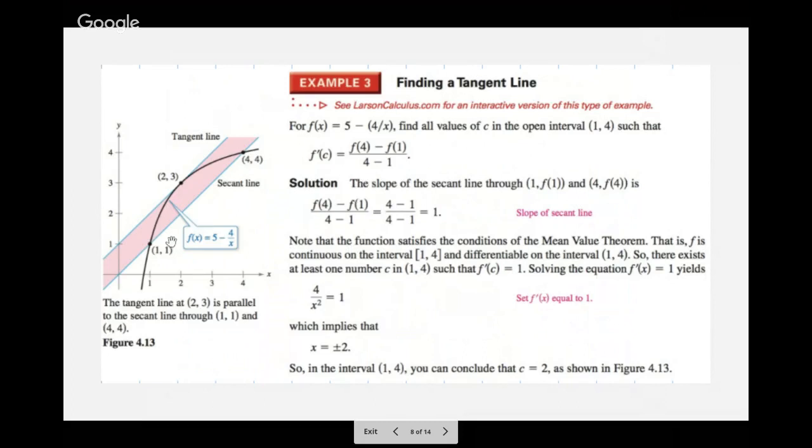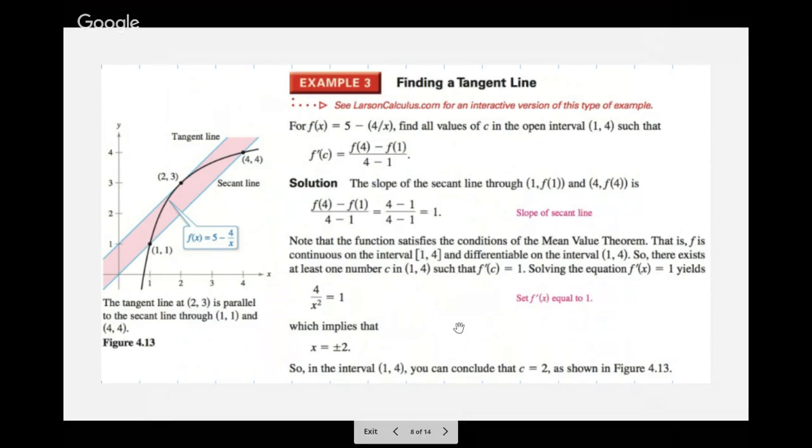What is the slope of that original line? That's what they're doing right here. The slope is y2 minus y1 over x2 minus x1. It's 1. So now the question is, when on the function will the tangent line have that slope of 1? So this time, after we find our derivative, we're going to set it equal to 1 and not 0.